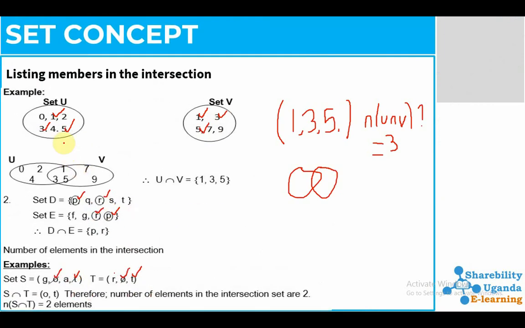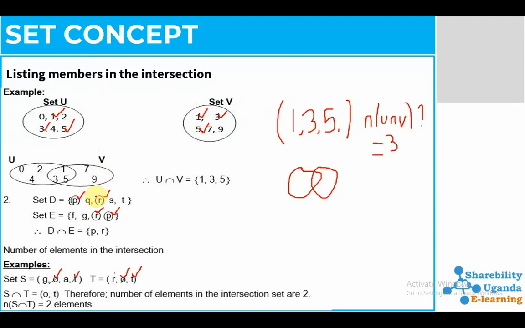We talked about first identifying which are those members that are in both sets. We identified them as 1, 3, 5, and we said these members are the ones which are in both sets, so they qualify to be in the intersection. And we said we first write these members in the intersection, then we see which members are remaining, 0, 2, and then 4. Which members are remaining, 7 and 9, and they are represented there.